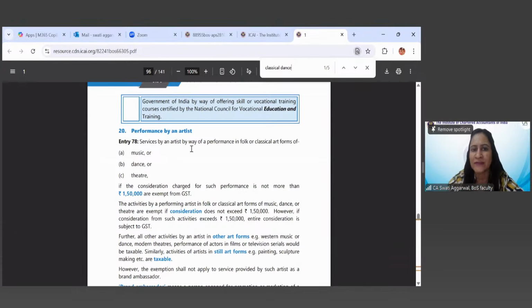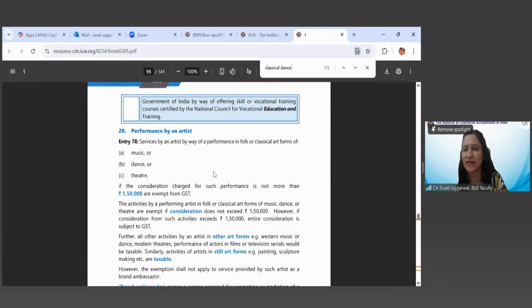It talks about services by an artist by way of performance in folk or classical art form of music, dance or theatre is exempt if consideration charged for such performance is not more than rupees 1,50,000. In our case, the Rohar Group has performed as a classical music troupe. So that is the nature is okay, but at an agreed consideration of rupees 2.5 lakh.